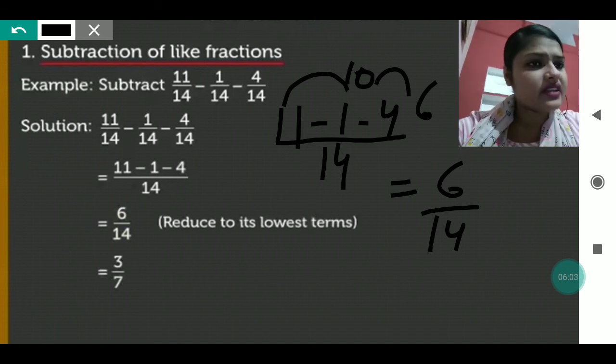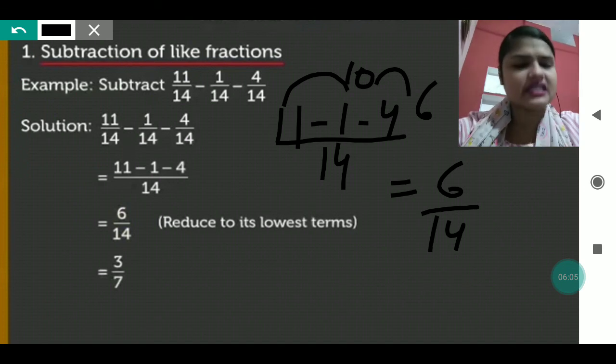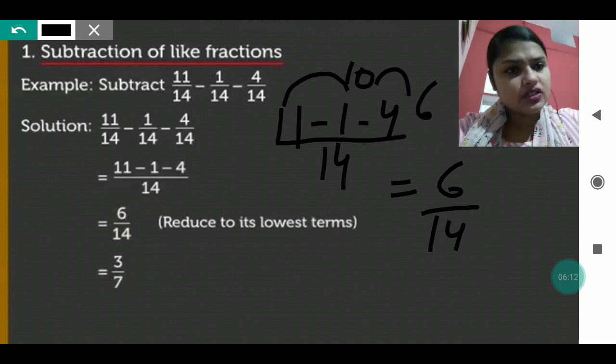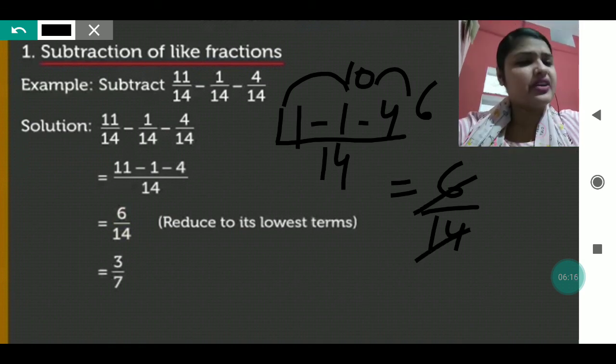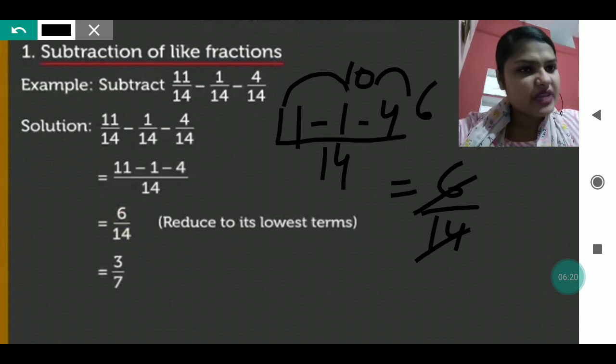So do 6 and 14 have more than one common factor? Yes, they do. So what will you do? You will first convert it into its lowest term. So what you will do, just see. With the help of the table of 2, we will divide both. So upside it will come 3 and downside it will come 7.